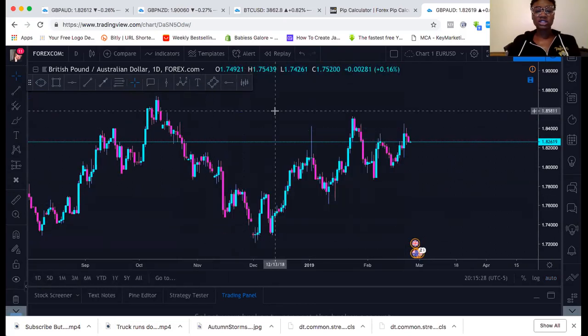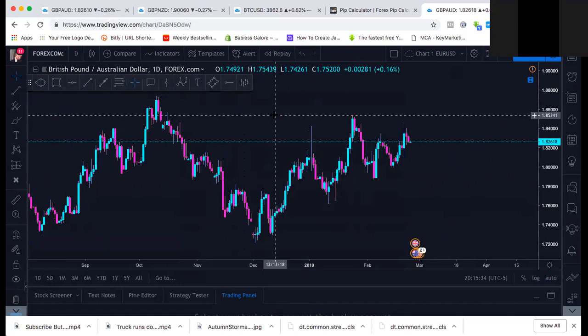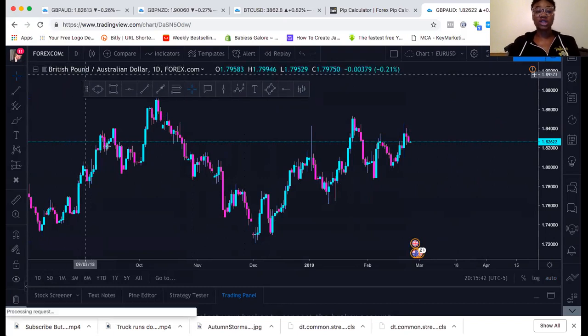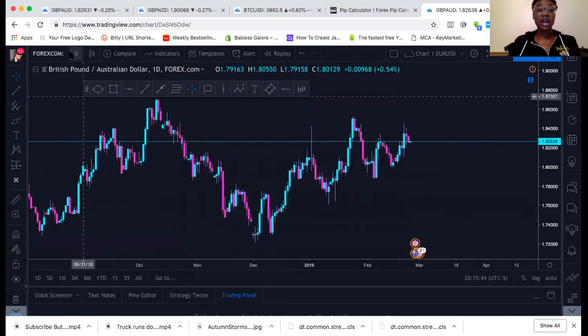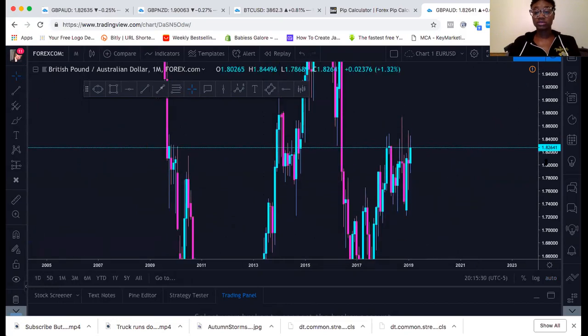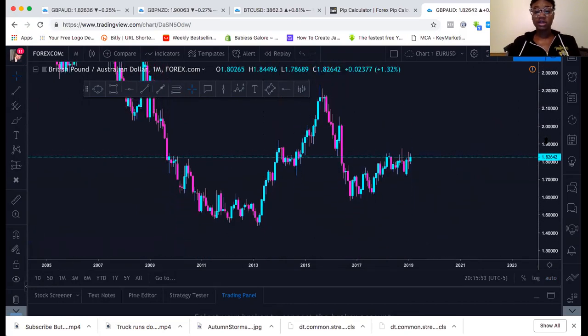I hold my trades until they hit my take profit. So it could be a week, it could be 2 weeks, it could be a month. So I mark up on the higher time frame. That's what determines what type of trader you are and how long you'll be holding your trades: the time frame that you're marking your chart up on. So I start on the monthly to the weekly. I will start on the monthly time frame here just to give you an idea.